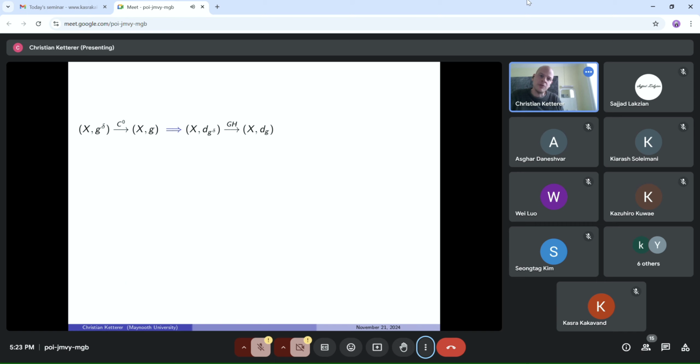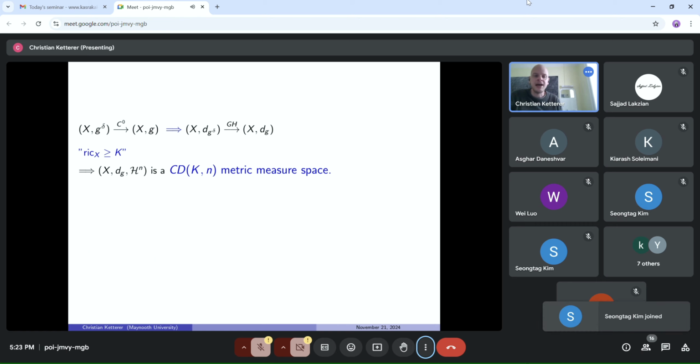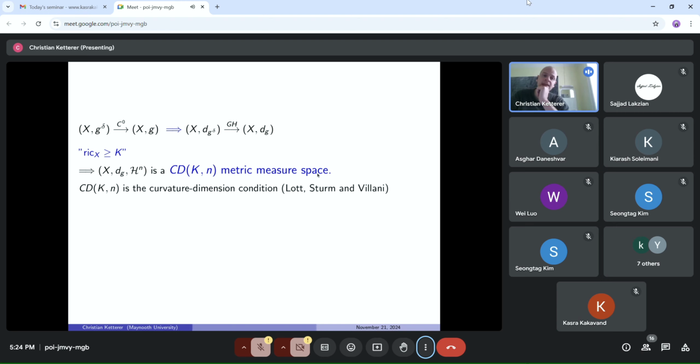From this, one obtains that this generalized notion of Ricci curvature that I showed you, in fact, implies that the metric glued space itself satisfies a generalized notion of Ricci curvature. And more precisely, this metric glued space is a so-called CD(K,N) metric measure space. So this is a space where CD(K,N) means it is the curvature dimension condition for metric measure spaces in the sense of Lott, Sturm, and Villani. So I will explain in a second what this is.